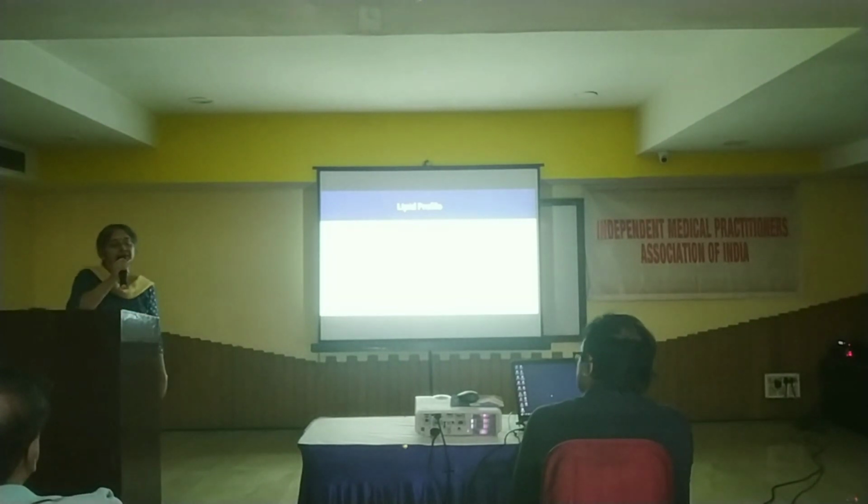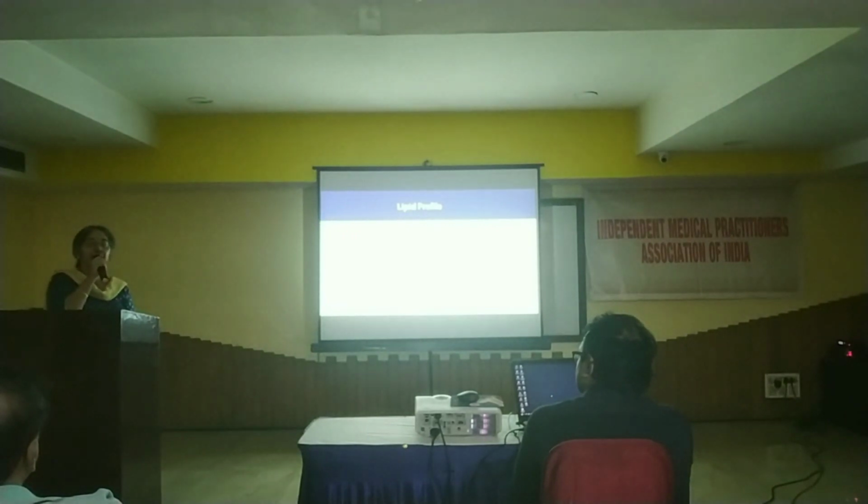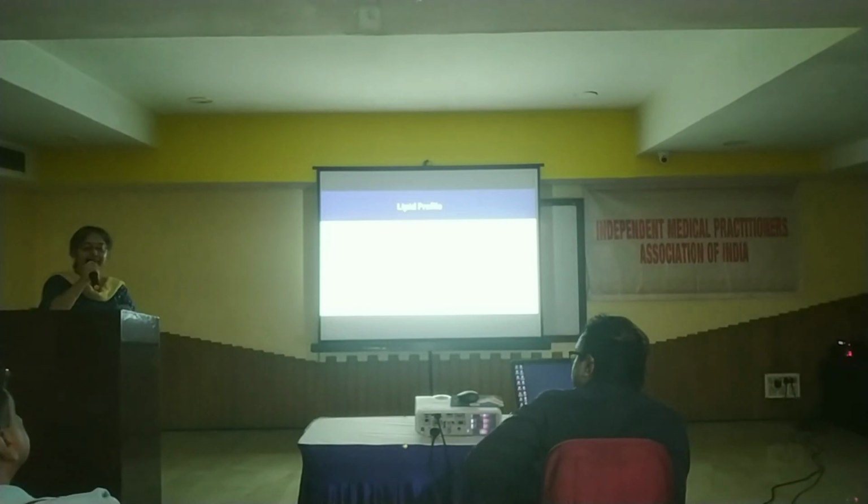Also importantly, if the patient is on statins, we need to monitor the liver enzymes. SGPT can go up because of that. And the CPK, they will come to us with body pains. So we can test the CPK for the myalgias, which is a side effect of this.